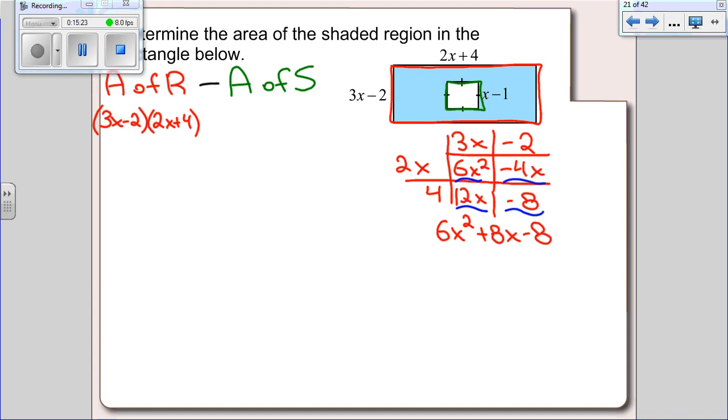The next step would have been to write them all out and combine any like terms. These are your like terms. So you have a 12x and a negative 4x. That would add together to be 8x in the middle term.